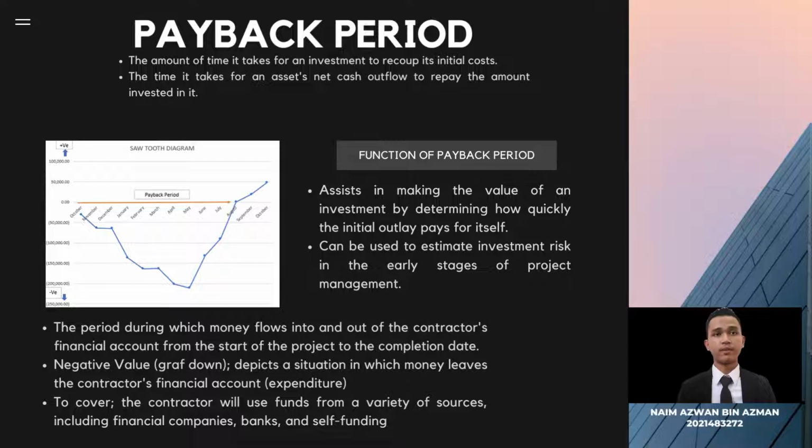Based on the sawtooth diagram, the payback period denotes the time period during which the contractor will receive the money spent during the expenditure periods that was claimed via the monthly progress claims. Other than that, the graph going down in the sawtooth diagram is shown as a negative value, which depicts a situation in which money flows out of the contractor's financial accounts. To cover the negative value, the contractor will use funds from a variety of sources, including financial companies, banks, and self-funding. That's all from me.